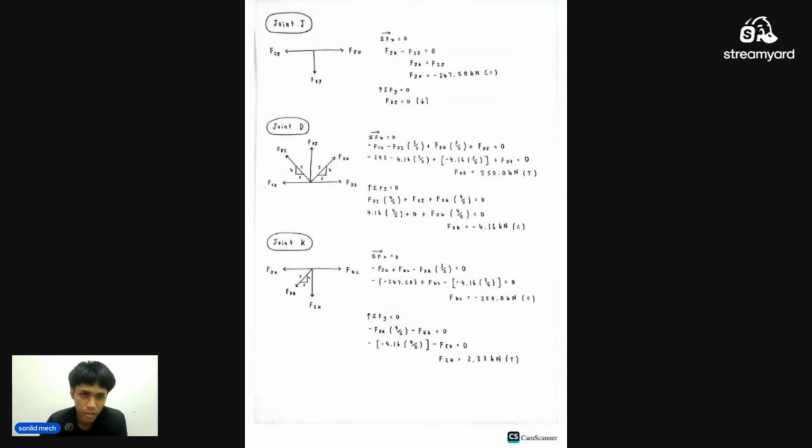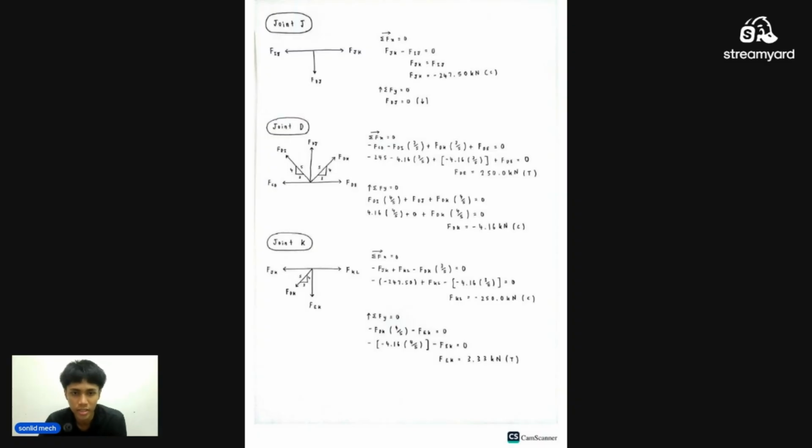Next one, we move to the joint J. We have FIJ, FJK, and FDJ. For FJK, we can find using total Fx equals to 0, FJK equals to FIJ. So the answer is negative 247.5 kilonewton in compression. For FDJ, it's the same as total Fy equals to 0, so FDJ is also 0, downward.